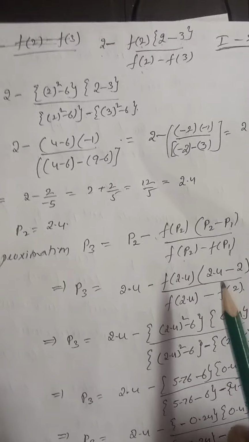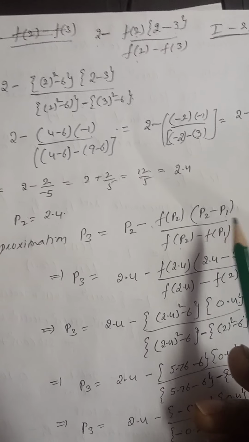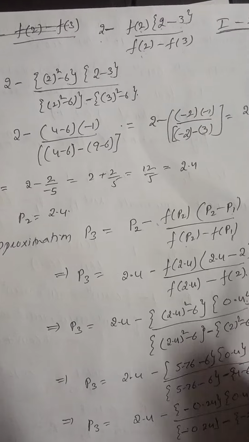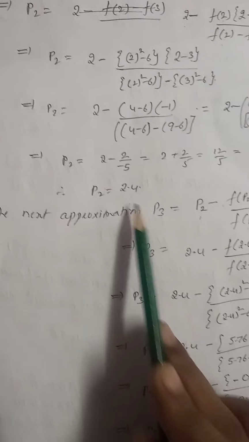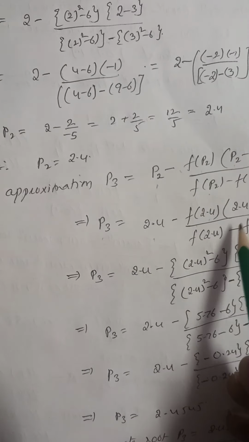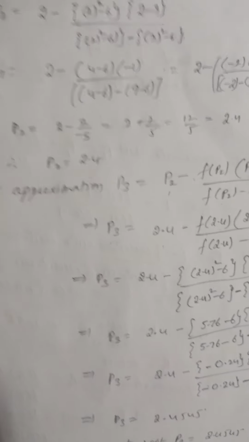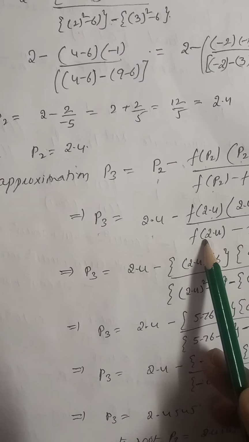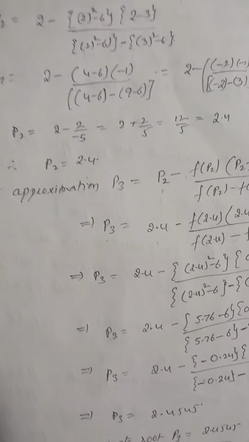If you remember the formulas, bisection has no formulas, and for Newton-Raphson method and secant method, simply you have to repeat the same process. Now p3 is equal to p2 value 2.4, f of p2 means f of 2.4, minus p2 means 2.4 minus f of p1 means 2, by f of 2.4 minus f of p1, means f of 2. We know p1 as 2.